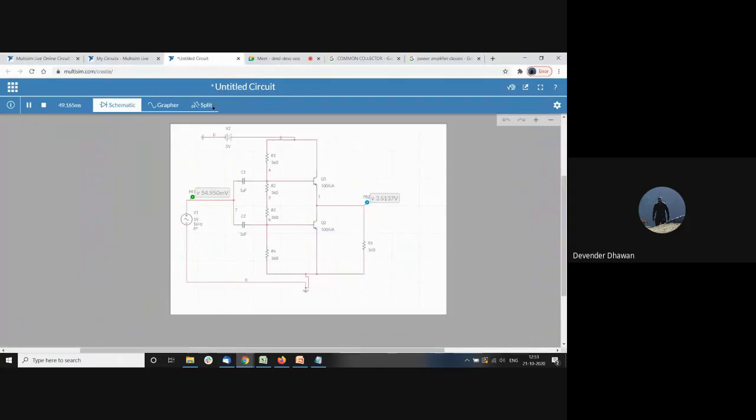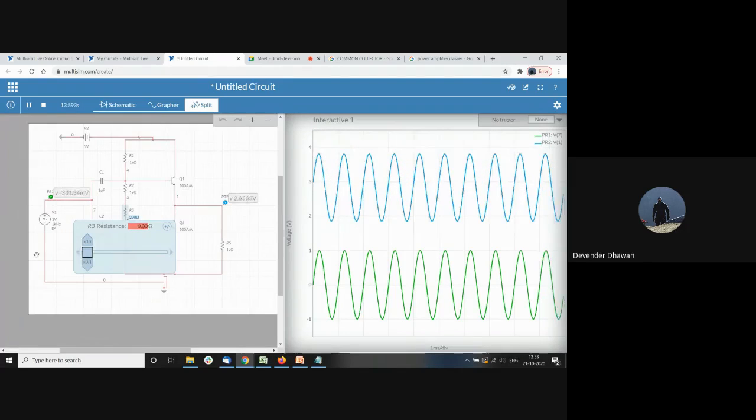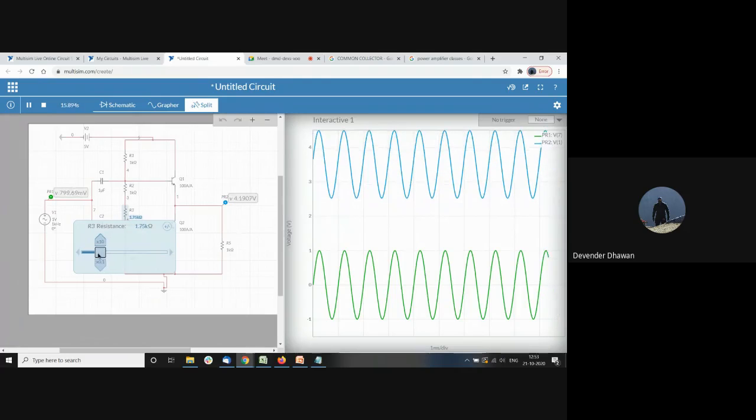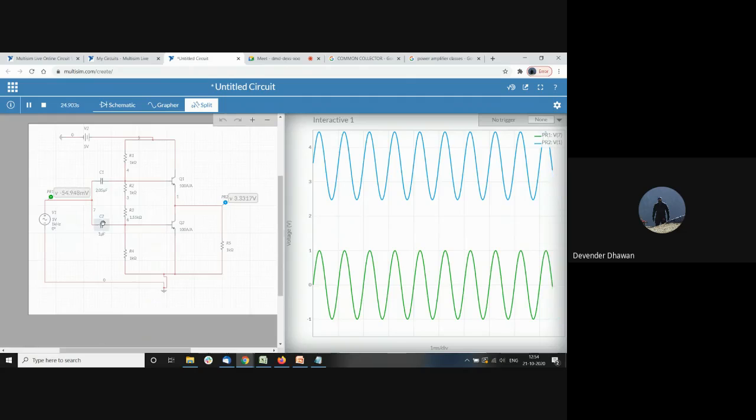So we have the amplified output, but the amplitude looks to be almost the same. Let us try to change the values and see what effect they have. This capacitance, not much effect. This also won't have much effect. So change this here.